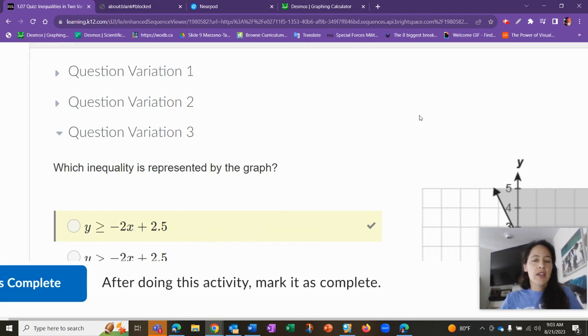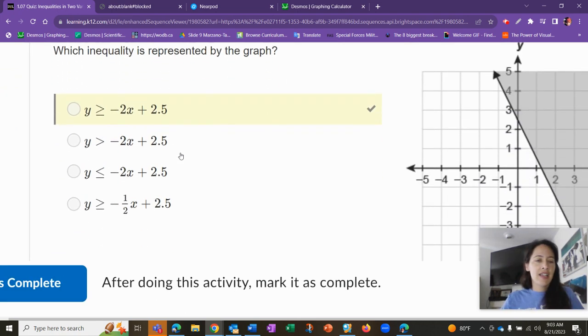I hope so. Okay, let's take a look at the answers. We've got a 1/2. Okay, so we could just do that by process of elimination. Notice how these two, the symbols, are the same direction. Okay, the inequality symbol is the same direction. We have y greater than or equal to.